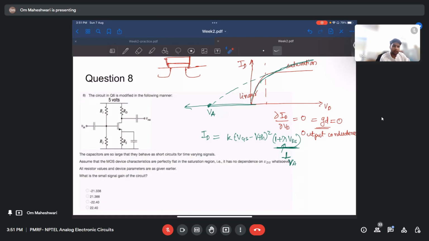Okay. So now if I do del ID by del VDS, it will not be 0, right? It will have some value. So GD, the output conductance, will not be 0, and it is obvious from the fact that this has some slope. It is not 0. So GD is just the slope of this, right? If the slope is 0, GD is 0. If it has some slope, then it is not 0.